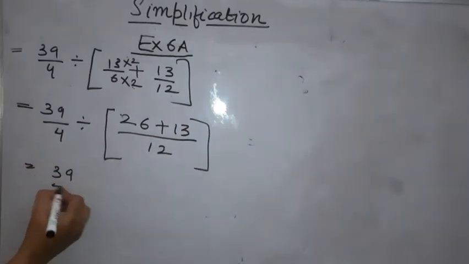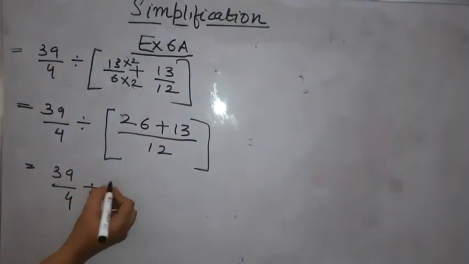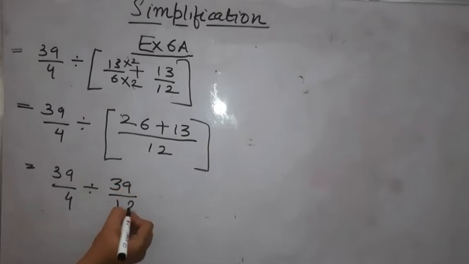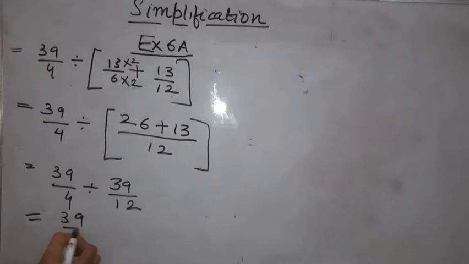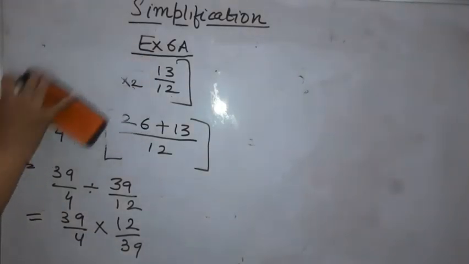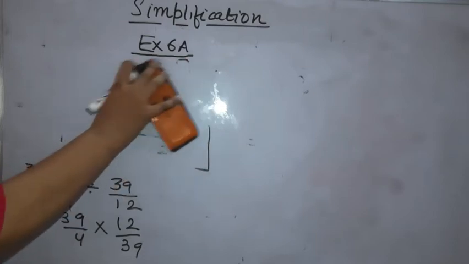Now it will be 39 upon 4 divided by 39 upon 12. So how do we divide the fractions? Take the reciprocal of the second fraction, multiply it with the first one. Let me rub this so that it should be clear. I am solving it above.